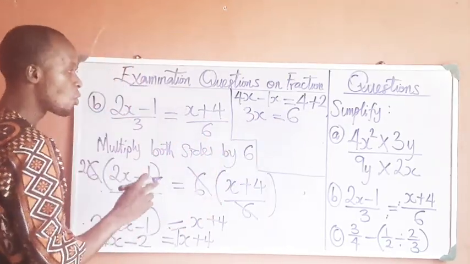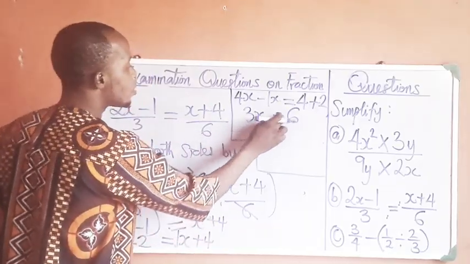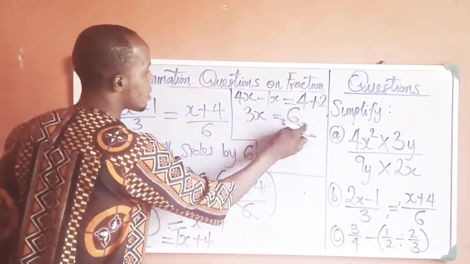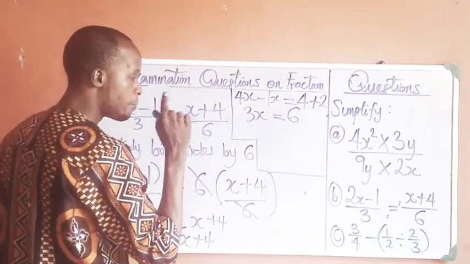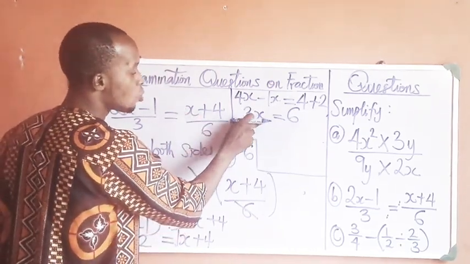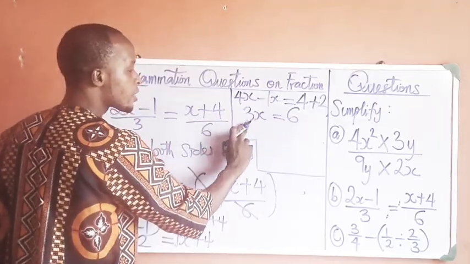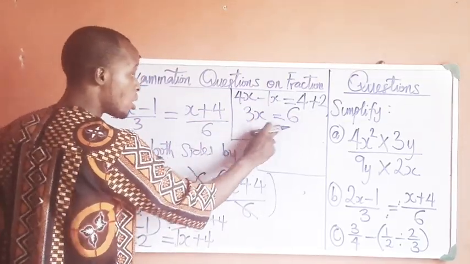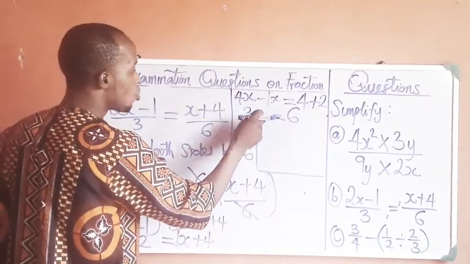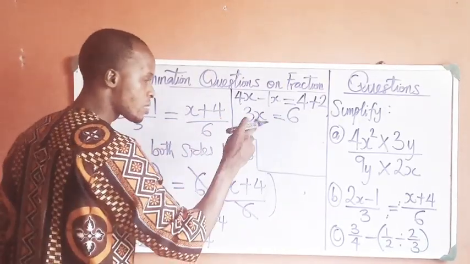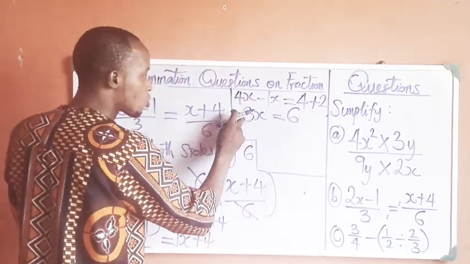So in this case, what am I supposed to do? I will simply divide both sides of the equation, the left-hand side and the right-hand side, by the coefficient of x. What do I mean? The number that is attached to x, and that number is 3, not 6. The coefficient of x in this equation is 3 because the 3 is the number that is attached to x, while 6 is the constant. So I will simply divide both sides by that coefficient.